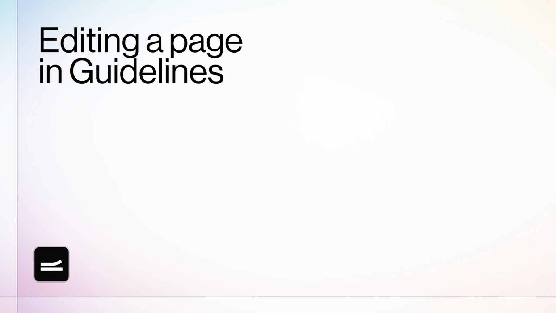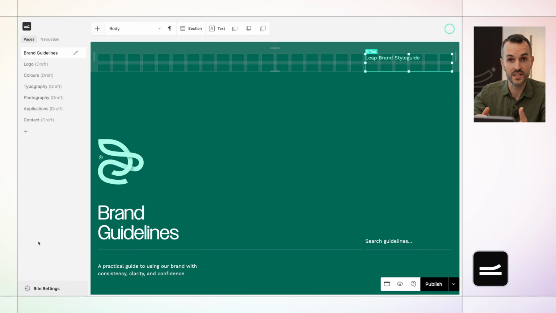We're going to edit a page in the Guidelines platform. To do that, we're going to head to our dashboard and click on the website we want to edit. If we've got permissions, we'll head to a screen which looks like this. We'll have our editor on the right and our page navigation on the left.